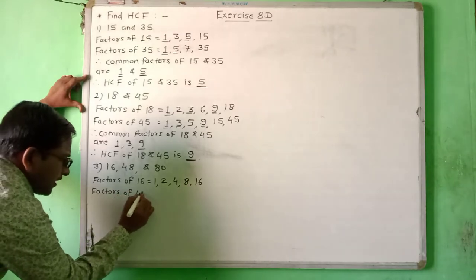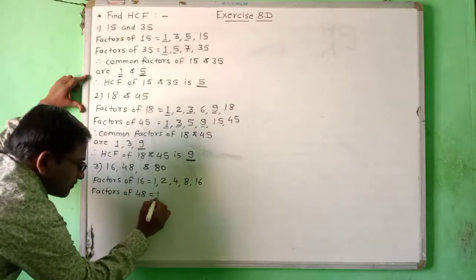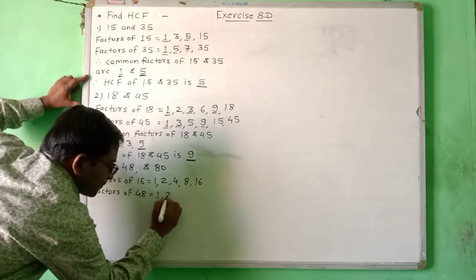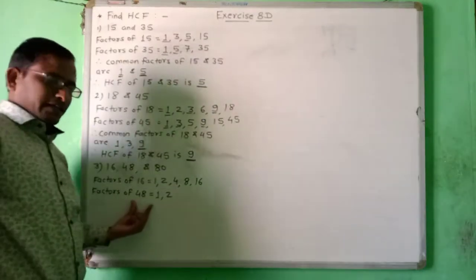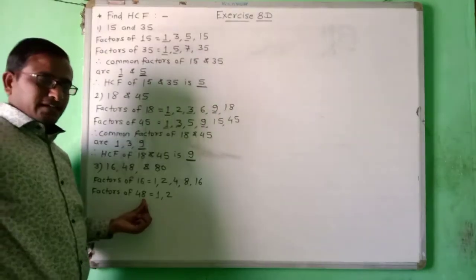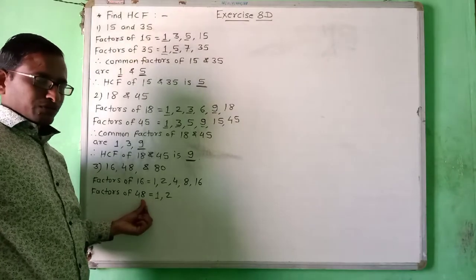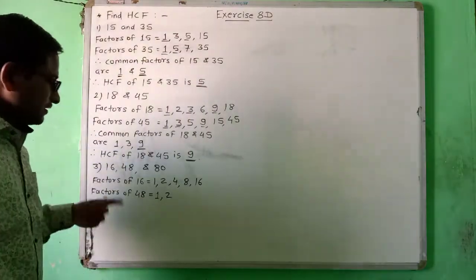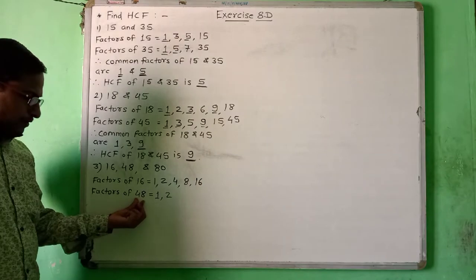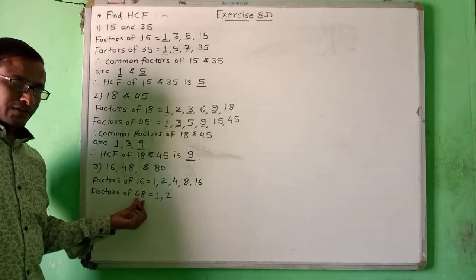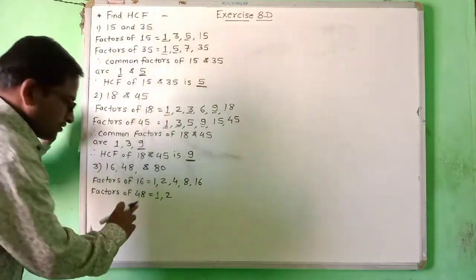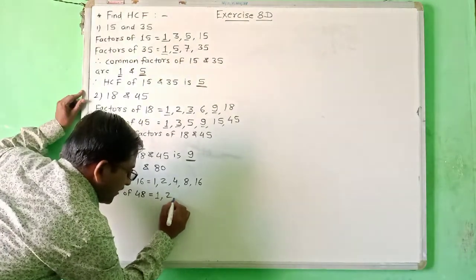Factors of 48: the first one is, 1 is a factor of every number. 2 is a factor of 48. Why? Here the unit place is 8, and 8 is divisible by 2. So 2 is a factor of 48. Next, 3: 4 plus 8 is 12, and 12 is divisible by 3. So 3 is also a factor of 48.